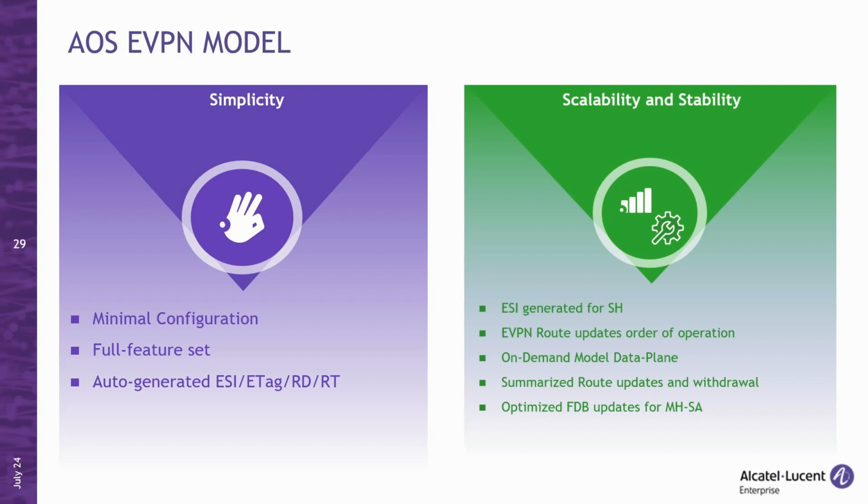All routes are only imported to the forwarding database or the forwarding information base based on an on-demand model, where bidirectional traffic is required to be generated to see the MAC addresses in the forwarding database. The AOS EVPN model also uses summarized route updates and withdrawal for operational events of the route object, which results in rapid forwarding database updates and faster convergence. Another advantage is the optimized forwarding database updates for the multi-home single active ESI, which allows for efficient mass withdrawal and failover.